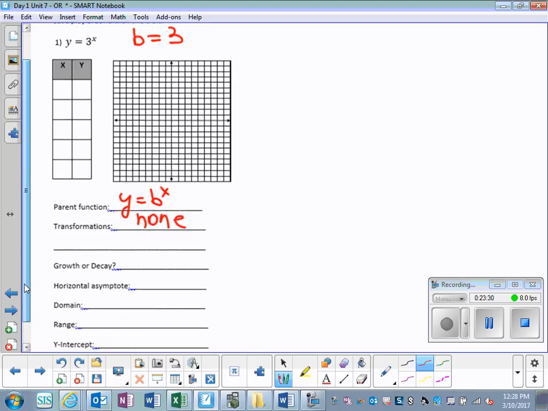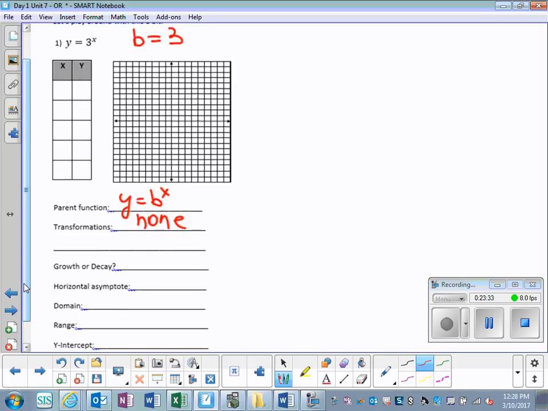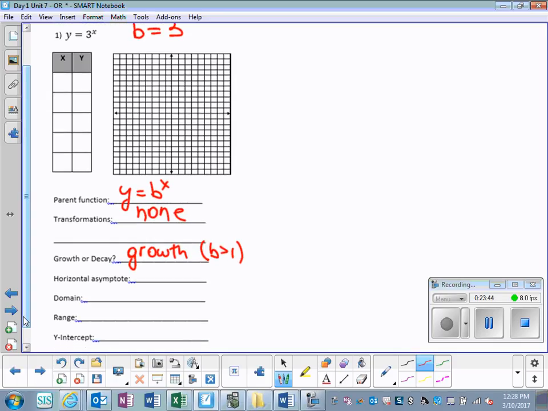So do you think it's growth or decay? Growth. And why is that? 3 is greater than 1. Exactly, b is greater than 1. What do you think my horizontal asymptote will be? y equals, it's a line, don't give me just a number. y equals 0. Yes. What is the domain of this function? All real numbers. There is no restriction on my x. I can choose whatever I want and I will be able to evaluate.